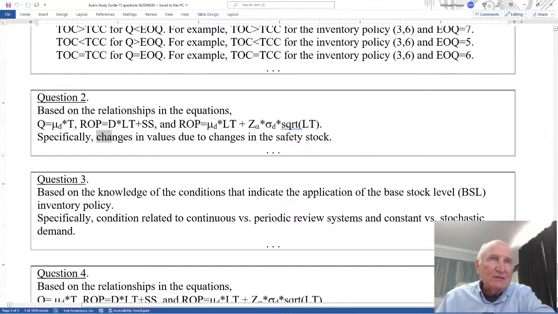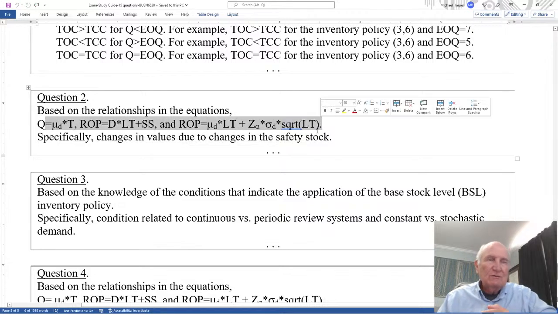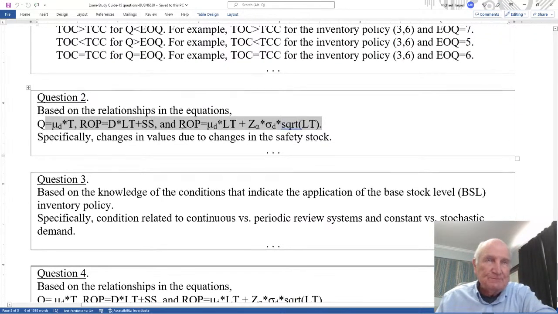Specifically, I will ask for changes in the values due to changes in the safety stock. In other words, if the safety stock changes, how does it change these three values, or one of them, or two of them, or all of them? So it's a cause and effect. Changes in one that's going to cause a change in something else. One of those three. I ask for changes in one of these three.